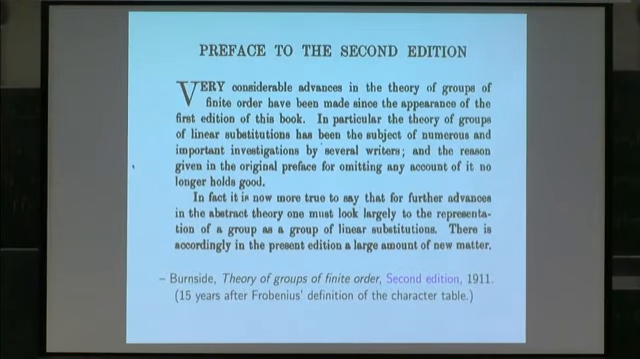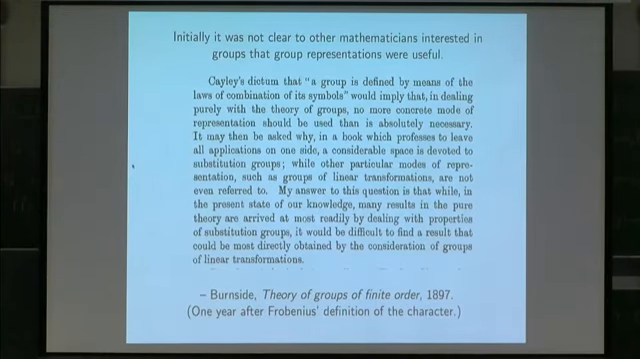So, in particular, he says, in the first edition, at the present state of knowledge, many results in the pure theory are arrived at most readily by dealing with properties of substitution groups. It would be difficult to find a result that could be most directly obtained by consideration of groups of linear transformation. So he's basically saying, I don't see any application, so we're not going to talk about it.